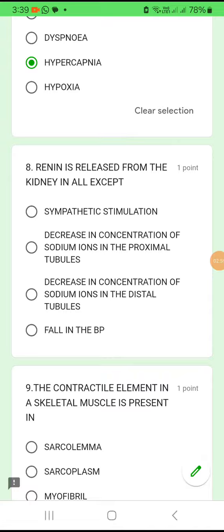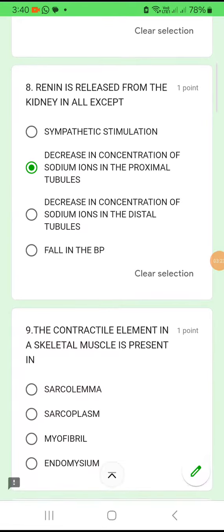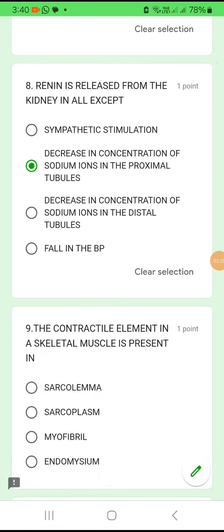Decrease in concentration of sodium ion in the proximal tubule, and the next option is telling the same, decrease in concentration of the sodium ion in the distal tubule. Whenever there is a reduction in the distal tubule, there will be a release of renin from kidney. So option B is the answer, because the question asked is except. Whenever there is a fall in blood pressure also, there will be release of renin from the kidney.